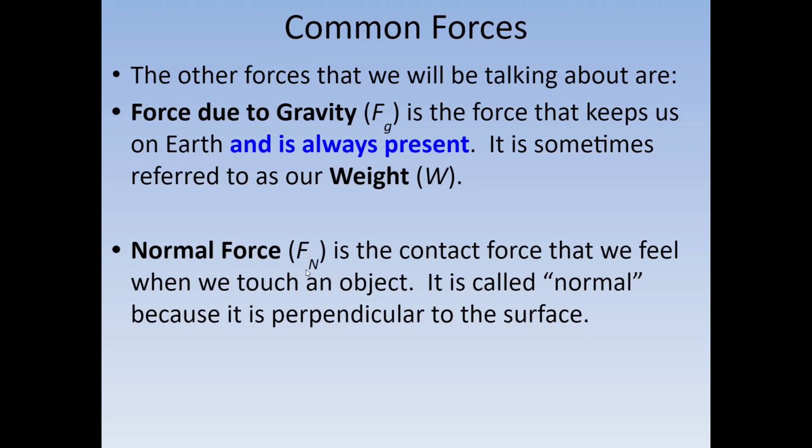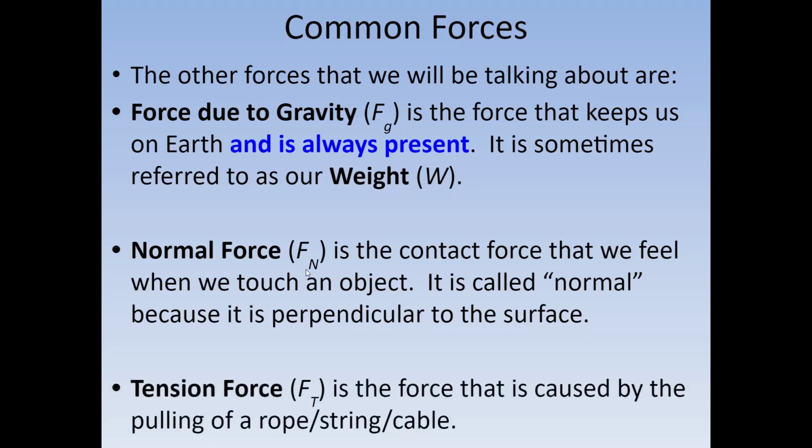So when you're sitting on a chair, the chair is pushing you up. That is the normal force from the chair. If you're leaning up against the wall, it is pushing you away from the wall. That's the idea of the normal force. Anytime you're in contact with a surface, it will always push you away from that surface. There's a tension force, which only really appears whenever you have a rope, a string, a cable, anything like that.